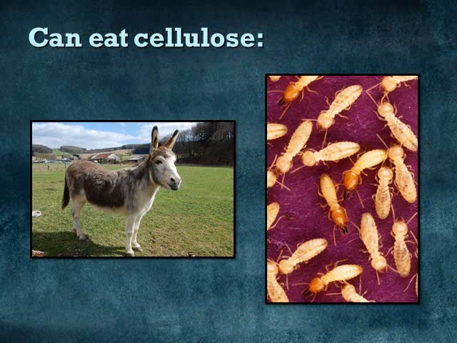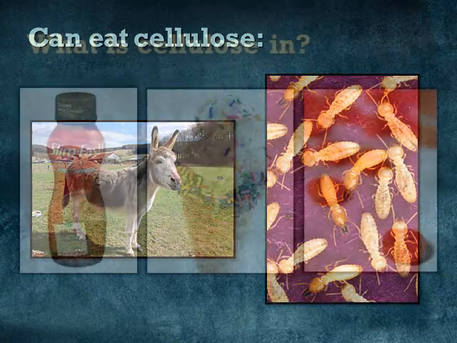So the two things that we see here are things that can eat cellulose. One is a donkey, obviously, and it eats grass, and grass has lots of cellulose in it. And then the other is termites. Termites are able to digest cellulose and break it down. Now, cows can break down cellulose, deer can break down cellulose, lots of other animals can break down cellulose, but we're not one of those animals.